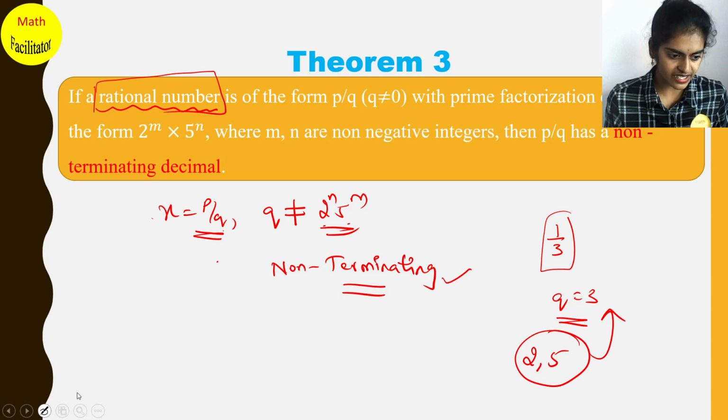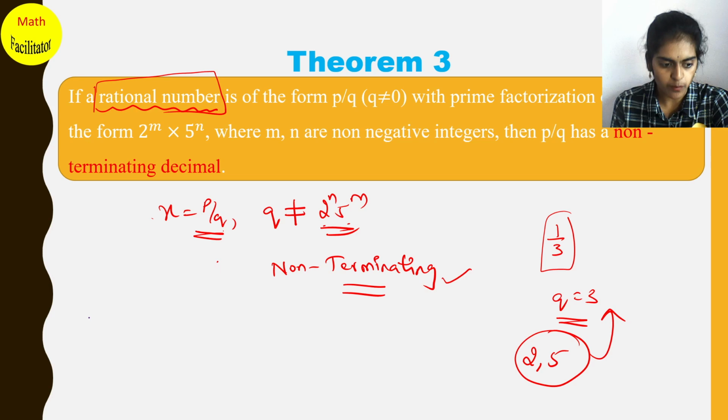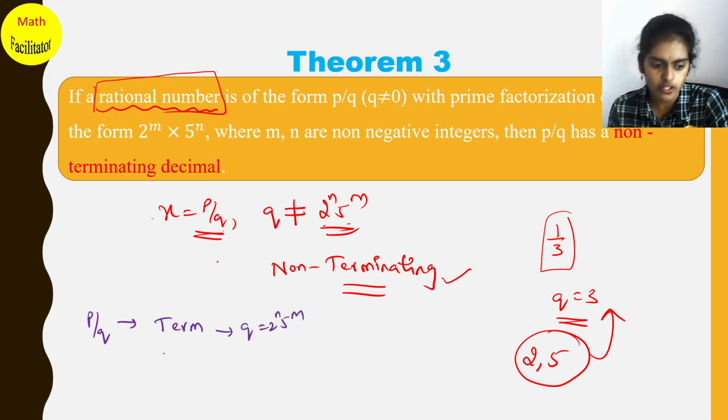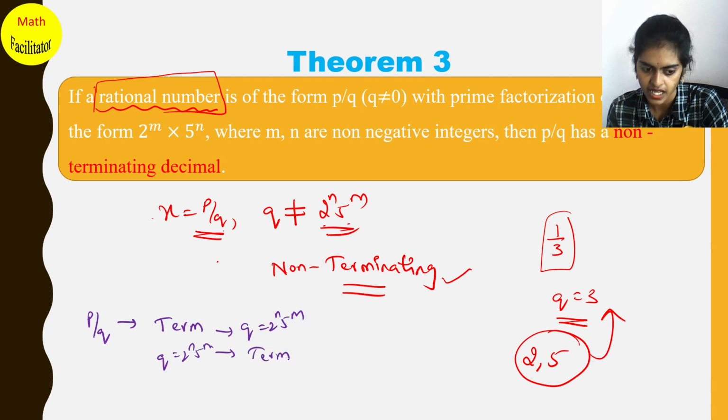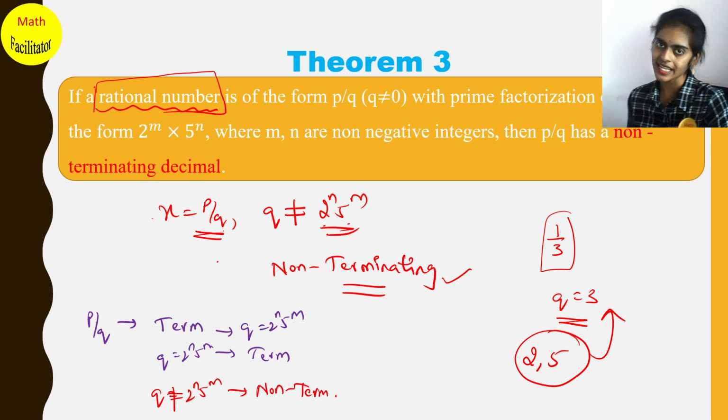So let me just generalize all the statements we have learned in these two theorems. Suppose p by q is a rational number, it will have a terminating decimal if q is of the form 2^n 5^n. The converse you have learned: if q is of the form 2^n 5^n, then it will be terminating. Now I am saying if this q is not of the form 2^n 5^n, then what happens to this decimal expansion? It becomes non-terminating. Clear till here?